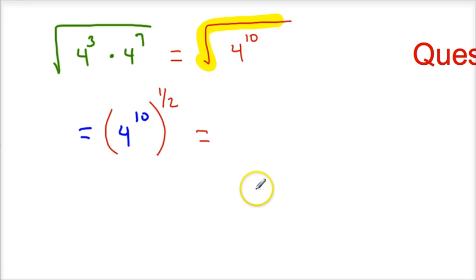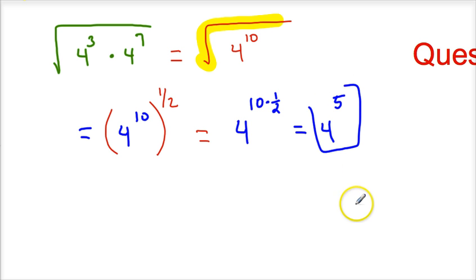Think about yesterday's lesson. It was 4 to the 10th raised to the 1/2 power. Excellent, 4 to the 5th. How'd you get 4 to the 5th? Because I just multiplied 10 and a half. Excellent. So this becomes 4 to the 10th times 1/2, which is equal to 4 to the 5th power.